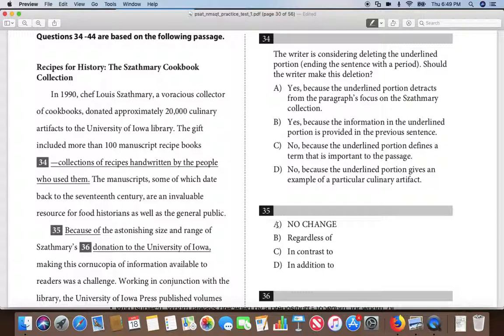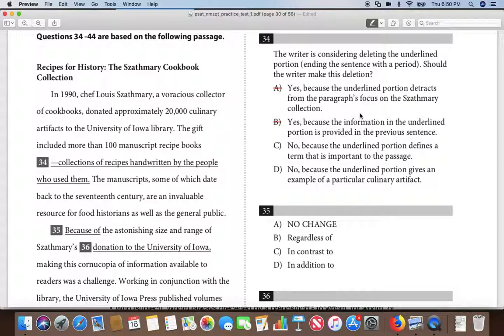Okay. Go ahead and read C for me, please. No, because the underlined portion defines a term that is important to the passage. Does the underlined portion define a term that is important to the passage? I think it does, because it kind of points back to the title, that it's a collection of recipes handwritten by the people who used them. Do you know what a manuscript recipe book is? Before reading that definition, if I said I've got a collection of manuscript recipe books, would you know what I'm talking about? I could probably infer it, but I don't think I've ever seen one before. That's not the question, though. Would you know what I meant if I said a manuscript recipe book? Maybe you'd be able to figure it out.